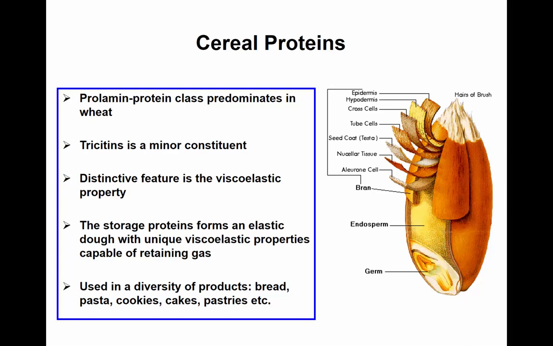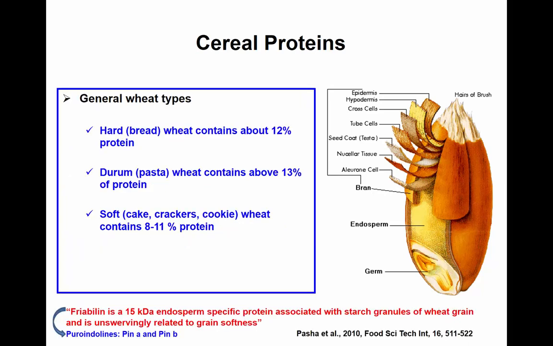The prolamin proteins and prolamin-like proteins are commonly known as storage proteins. They're referred to as storage because they provide the amino acid nutrition for the germ. But they are your functional proteins, basically, and they are responsible for the viscoelastic properties. And this is not a surprise, you all know the different products that they are used in.